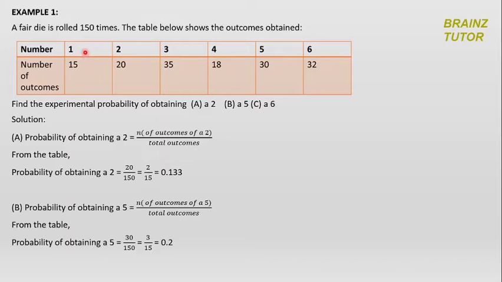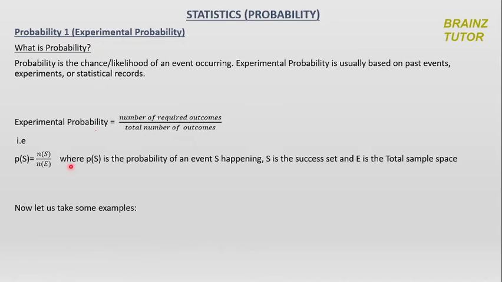They've already given us that the number of times 1 occurred is 15 times, the number of times 2 occurred is 20 times, 3 is 35 times, to 6, which occurred 32 times. So the first question here is to find the experimental probability of obtaining a 2, a 5, and a 6. And from the initial slide, we can see that the probability of a sample space is the number of sample space to the total number of events of that sample space.